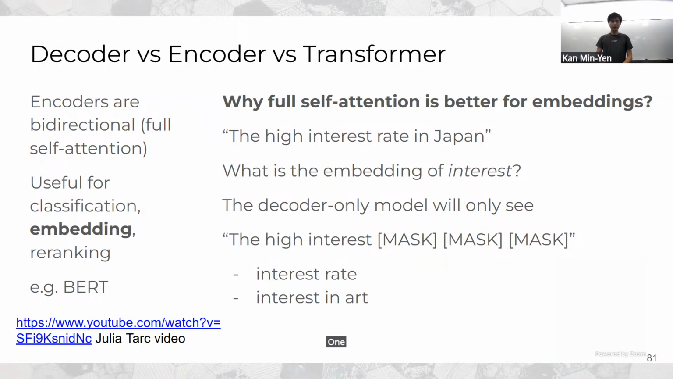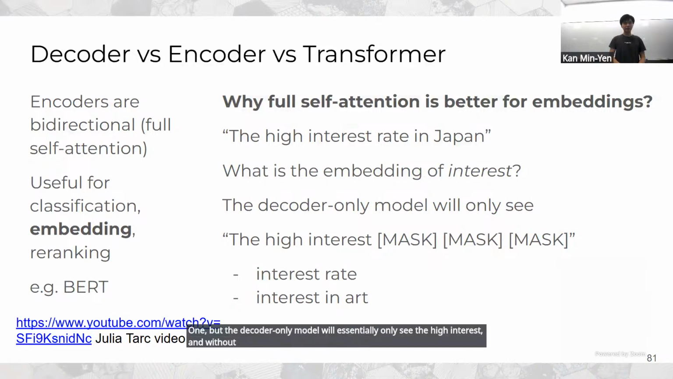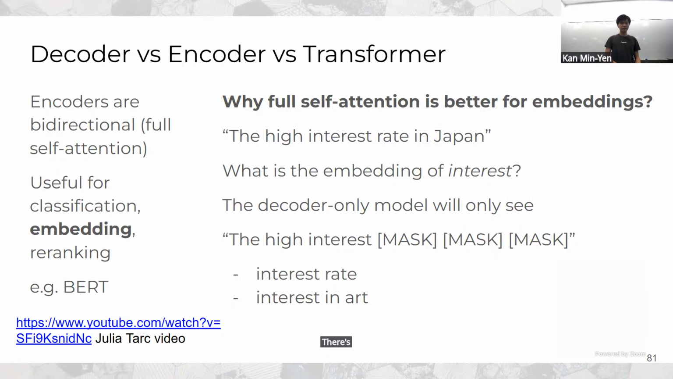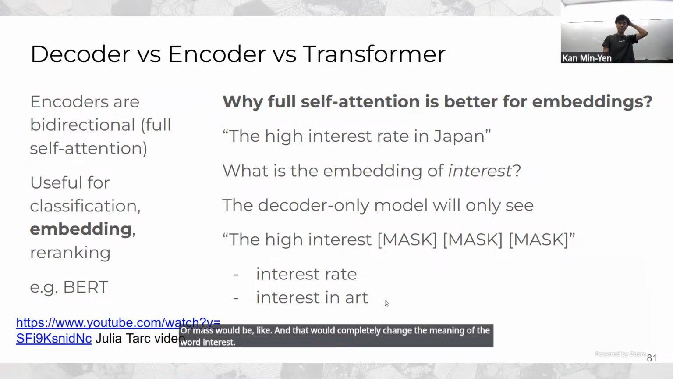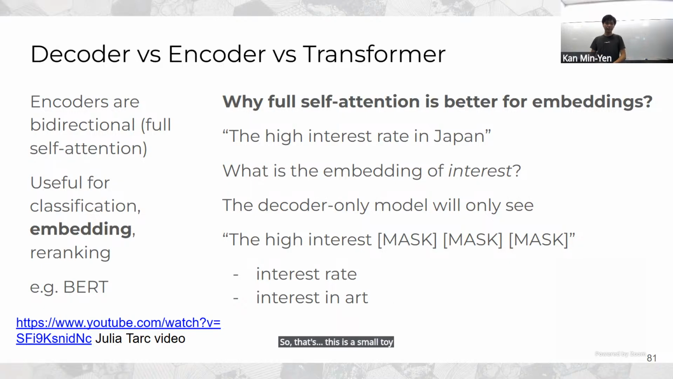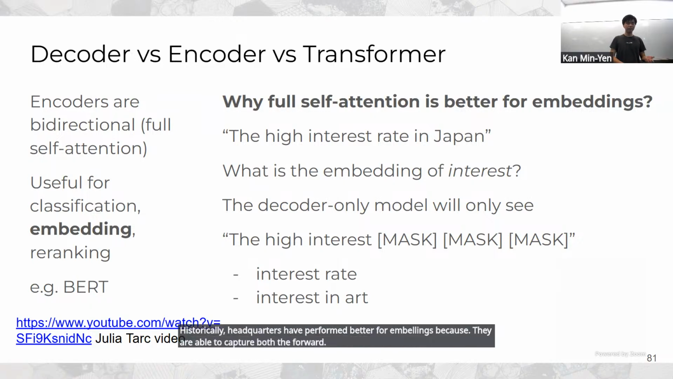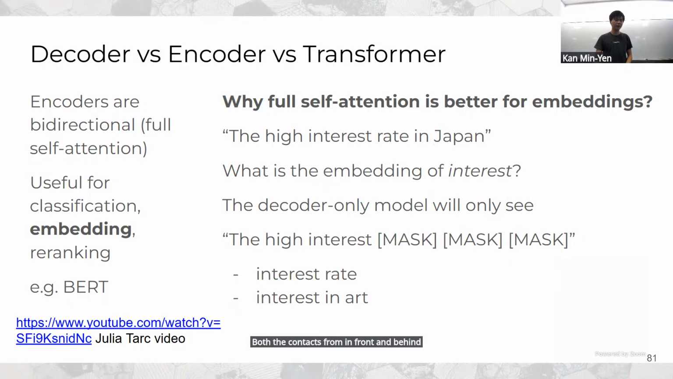the decoder-only model will essentially only see "the high interest," and without the future context, there's no indication what that interest might mean. It could totally be "rate," right? Or it could be something like "in," and that would completely change the meaning of the word interest. So this is a small toy example for why historically encoders have performed better for embeddings, because they are able to capture both the context from in front and behind the word of interest.